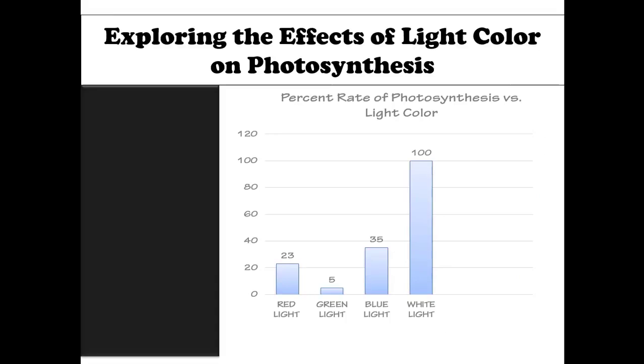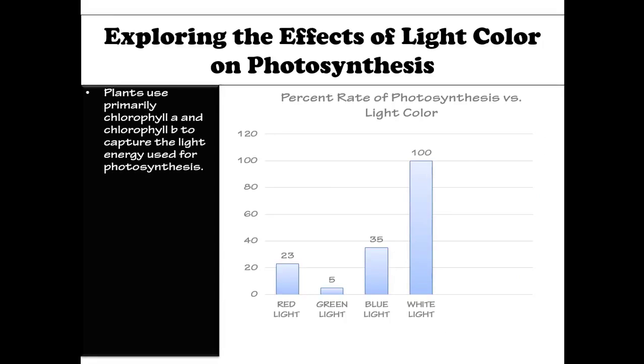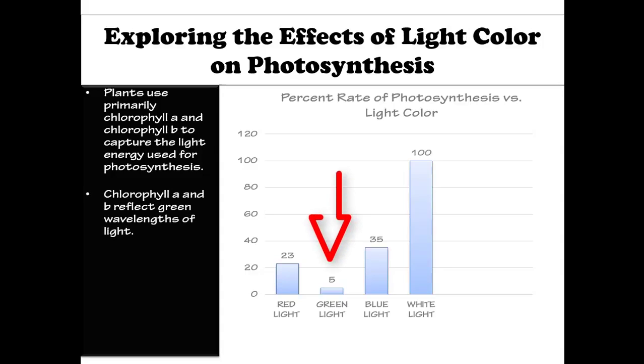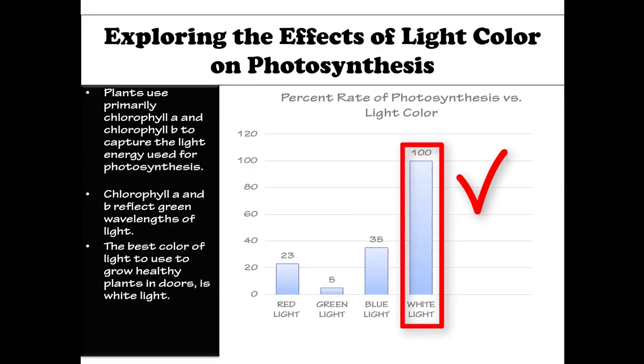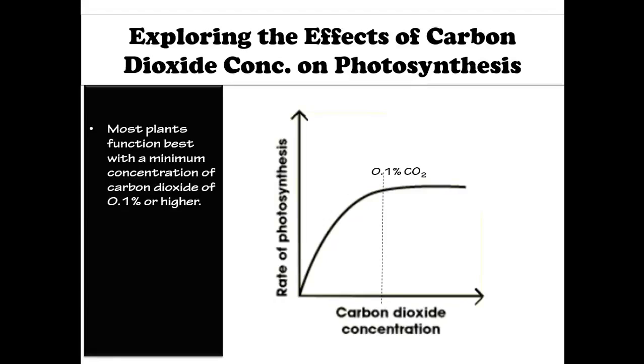When we look at the effects of light color on photosynthesis, we find the following. Plants use primarily chlorophyll A and chlorophyll B to capture the light energy used for photosynthesis. Chlorophyll A and B reflect green wavelengths of light. So the best color of light to use to grow healthy plants indoors is white light, and the worst choice would be green light. Most plants function best with a minimum concentration of carbon dioxide of about 0.1% or higher.